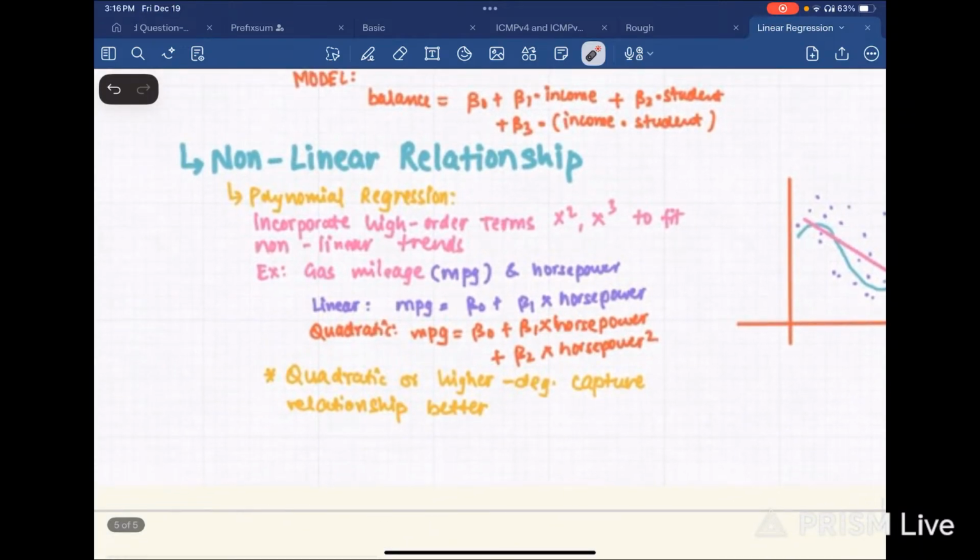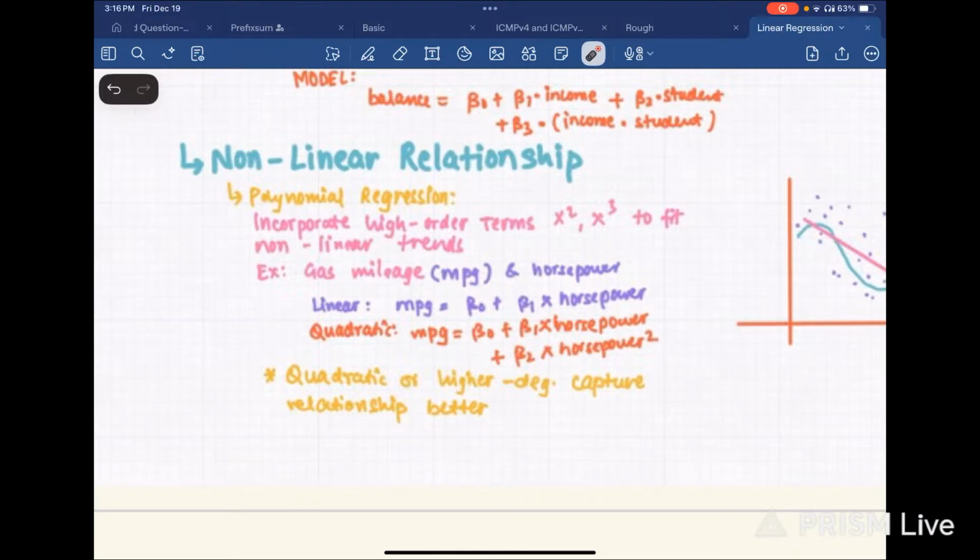Then we have nonlinear relationships. There is polynomial regression, which incorporates higher order terms like x squared and x cubed to fit nonlinear trends, for example with mpg and horsepower. We have the linear model, mpg equals beta naught plus beta 1 times horsepower, or we can use the quadratic, mpg equals beta naught plus beta 1 times horsepower plus beta 2 times horsepower squared.